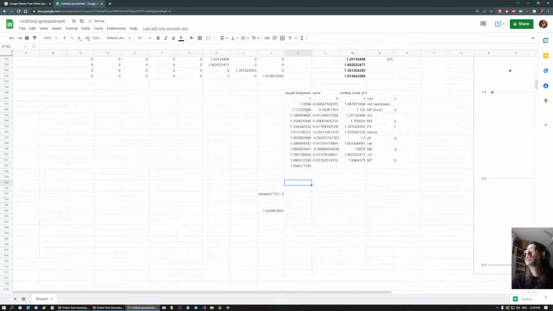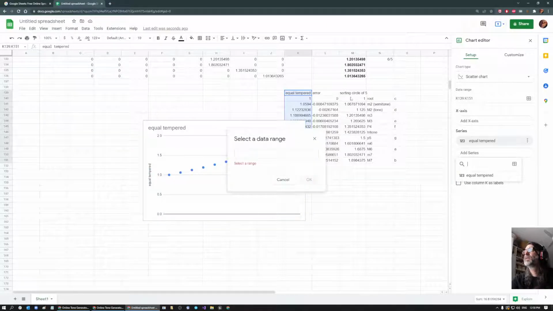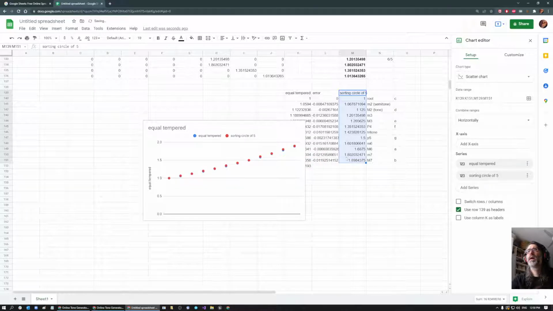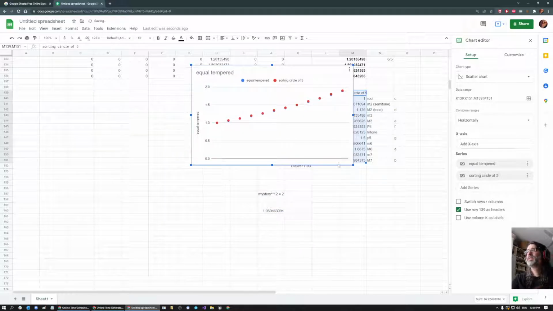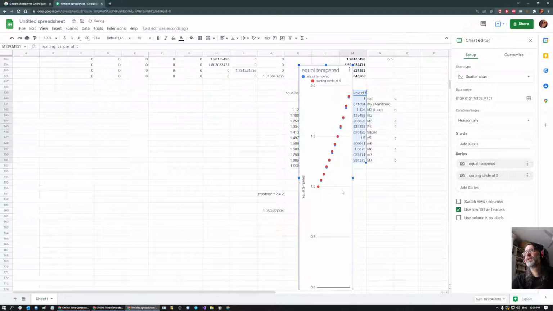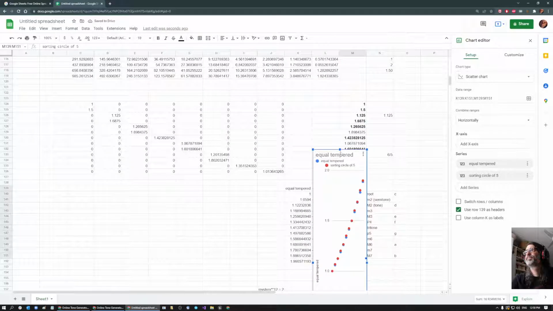So let's kill this again and start with this. And then add, yes, equal tempered. Nice. And then I'm going to add a series, click here and bring this like this and say okay. And then we see the two things we wanted to see. And this is the bottom line. We see our nice little numbers.